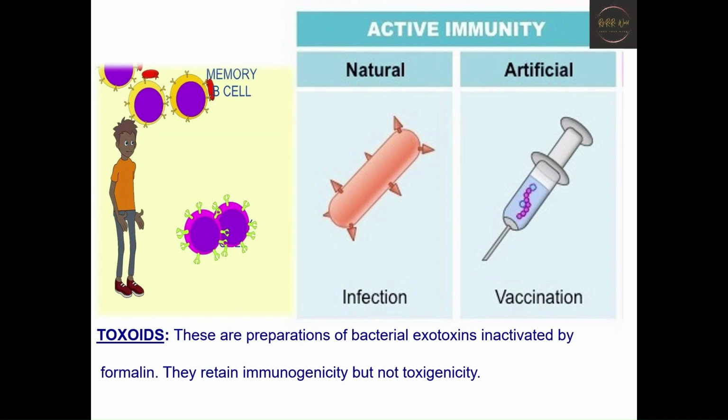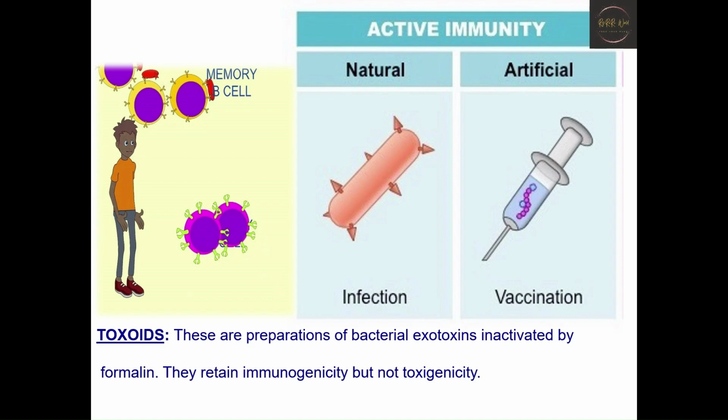Now, coming to the ways in which active immunity is obtained. Active immunity can be obtained either naturally or artificially. Naturally is by developing antibodies in response to an infection, whereas artificially the antibodies develop in response to a vaccination. These are the two ways in which active immunity is obtained. Toxoids are preparations of bacterial exotoxins which are inactivated by formalin. They retain the immunogenicity but not the toxigenicity.